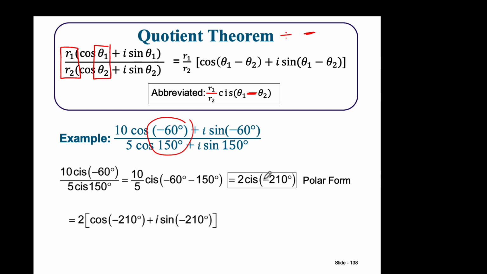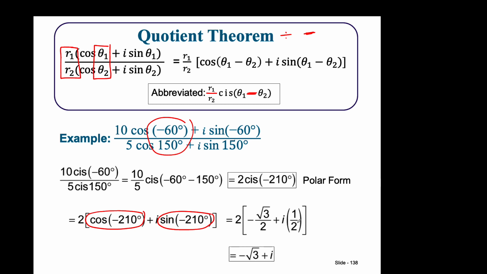If we took it out of the abbreviated, we have it in its extended form here, and we want to do this because we can find the value of cosine of -210 degrees and the value for sine of -210 degrees, simplifying this expression to 2 times negative radical 3 over 2 plus I times 1/2, which simplifies to negative radical 3 plus I. And that is how you find the quotient of two complex numbers.